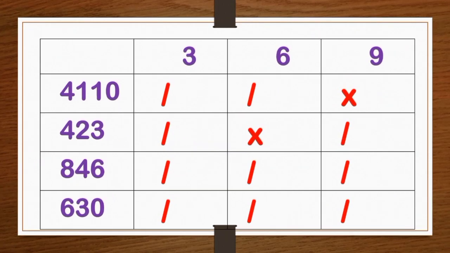Here are the answers for our review. 4,110 is divisible by 3 and 6 but not 9. Next, 423 is divisible by 3 and 9 but not 6. Next, 846 is divisible by 3, 6, and 9. And lastly, 630 is divisible by 3, 6, and 9.